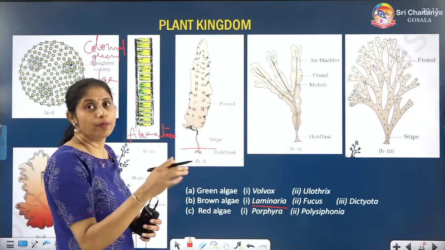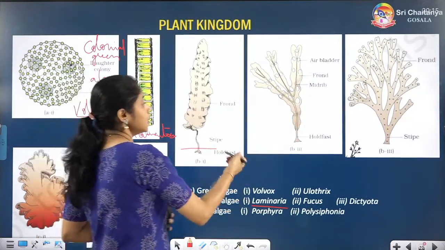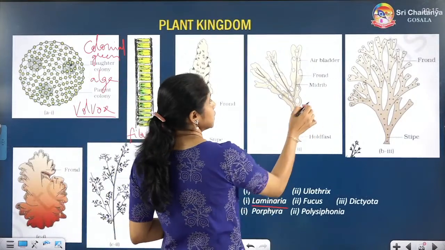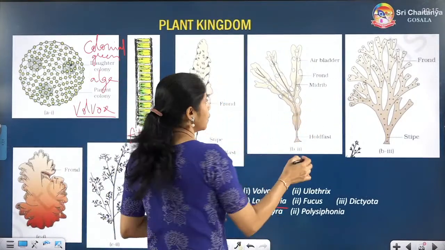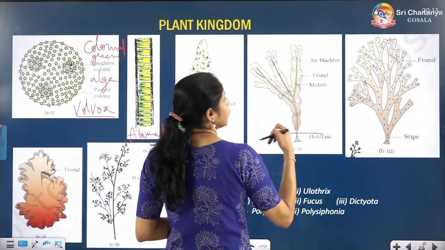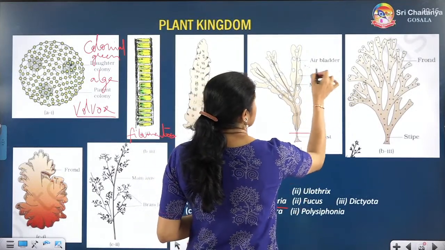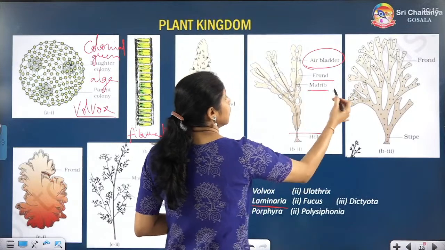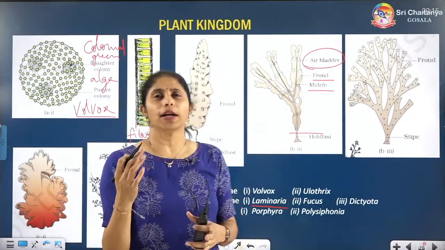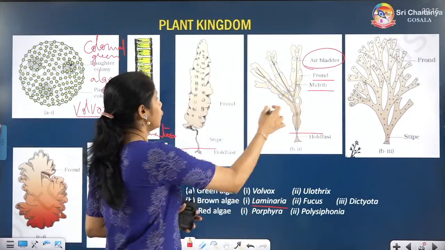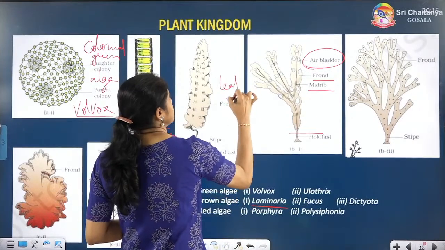A frond looks like a leaf but it is not a true leaf. That is laminaria. The next one is fucus. Fucus is so important because it not only has the holdfast, it has the fronds and it has air bladders. Frond is there and midrib. Frond is nothing but a leaf-like structure. Frond means leaf-like.